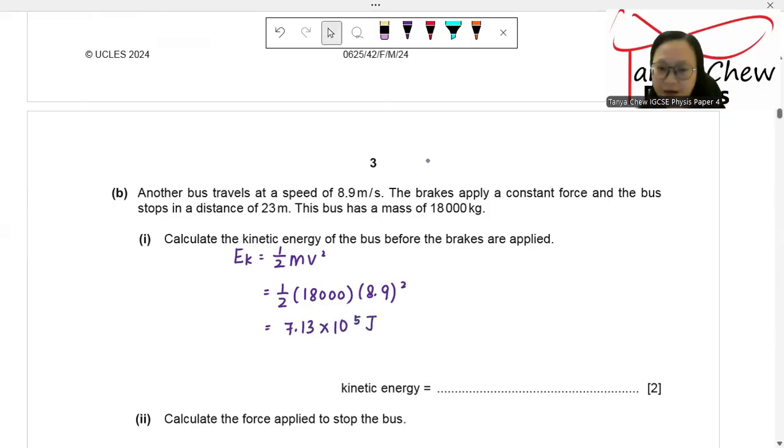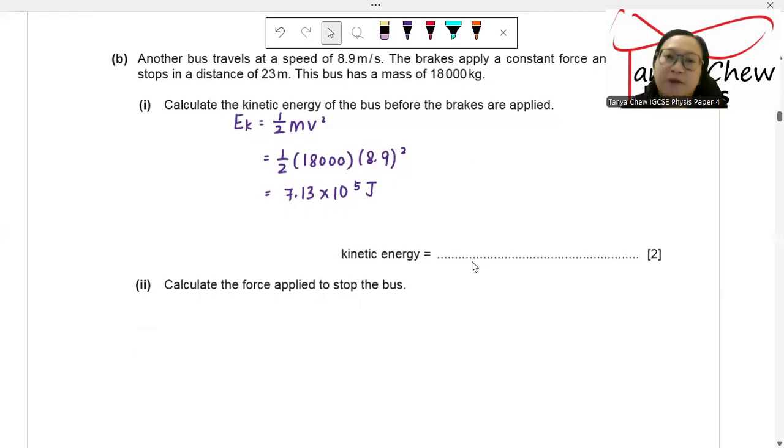That is the answer of the kinetic energy. That's the value of the kinetic energy. Now you have to bear in mind before you fill in the blank for the kinetic energy, make sure that you round off your answer to 2 to 3 significant figures. You can put 7.1 times 10 to the power 5 joules or 7.13, which is 3 significant figures, times 10 to the power 5 joules. And the unit of kinetic energy is joules.